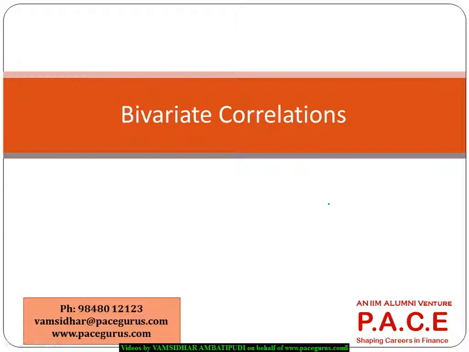My name is Vamsidhar. As a part of this session, I would be focusing on the bivariate correlations. This is an aspect where we talk about the relationship that is existing between the pairs of scale variables. I want to find out the strength of the relationship between the pairs of scale variables. That is where I resort to the correlation analysis.